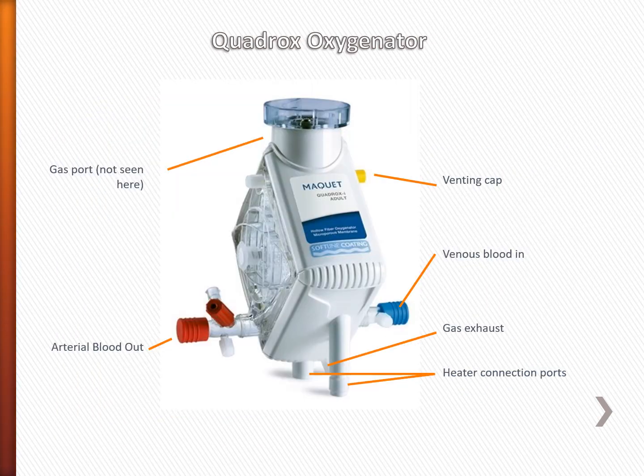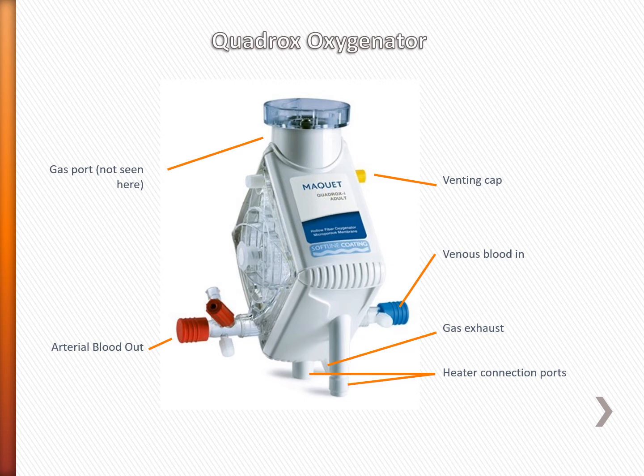This is the Quadrox oxygenator. This is where the gas exchange takes place in the ECMO circuit. Can't see the gas port on this picture, but that's where the gas line would actually be attached. The yellow venting cap we can use if some small bubbles happen to be on the pre-membrane side of the oxygenator. Where you see the blue cap is where the blood goes into the oxygenator, the gas exchange takes place, and it comes out where you see the red cap.